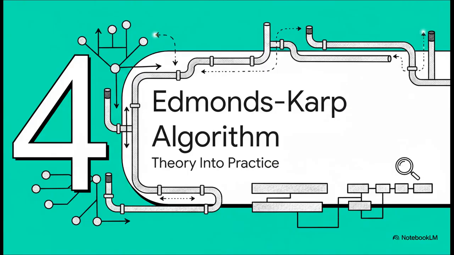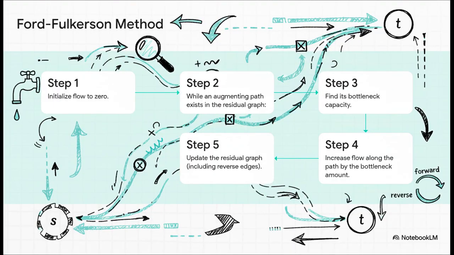Okay, theory is awesome, but how do we turn all this into a practical algorithm that we can actually code? The general strategy is called the Ford-Fulkerson method, and we're going to look at a specific and really efficient version of it called Edmonds-Karp. The overall method is pretty much exactly what we've been describing. You start with zero flow. Then, as long as you can find a path from S to T in the residual graph, you find that path's bottleneck, you push that much flow through, and you update the residual graph, making sure to add those all-important reverse edges.